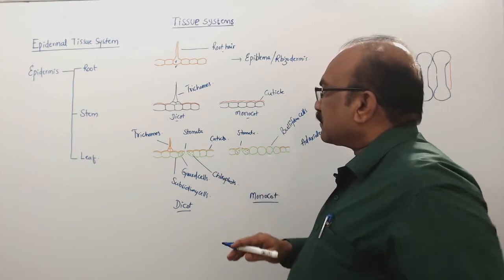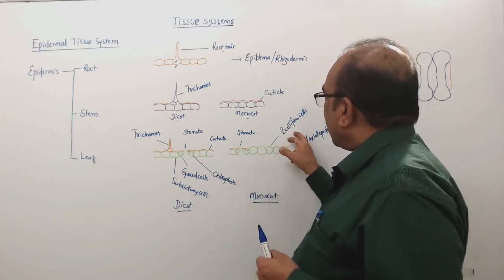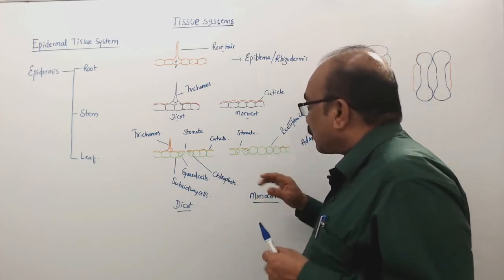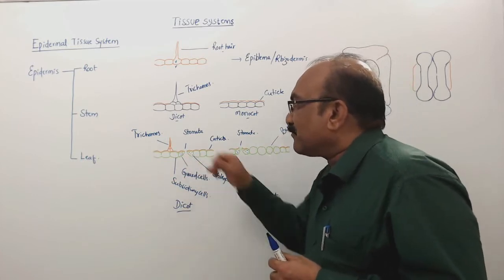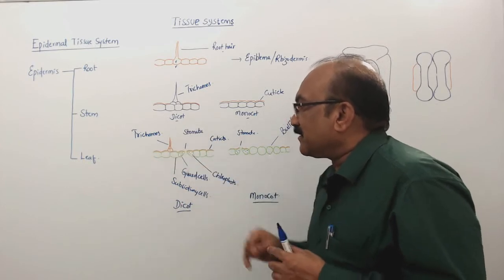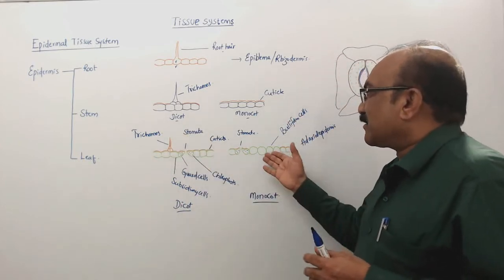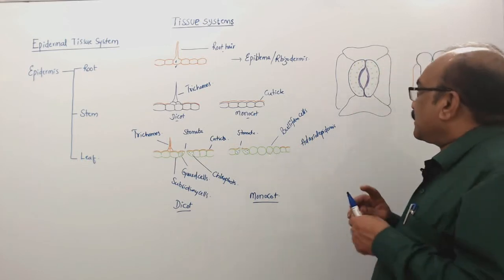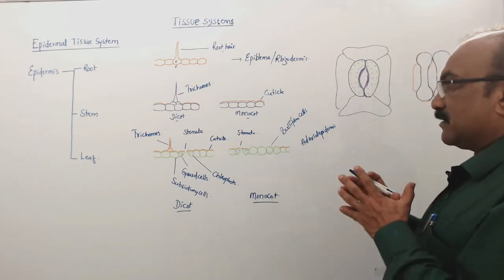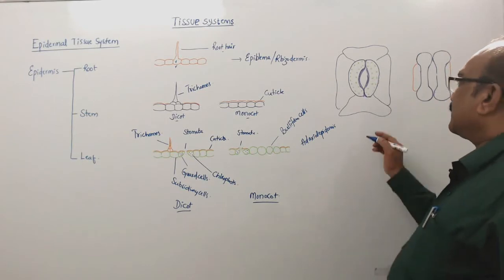And one more thing. Bulliform cells are present in monocot leaf epidermis. Bulliform cells are absent in dicot leaf epidermis. Trichomes are present in dicot leaf epidermis. Trichomes are absent in monocot leaf epidermis. And now let us see the details of that stomata.